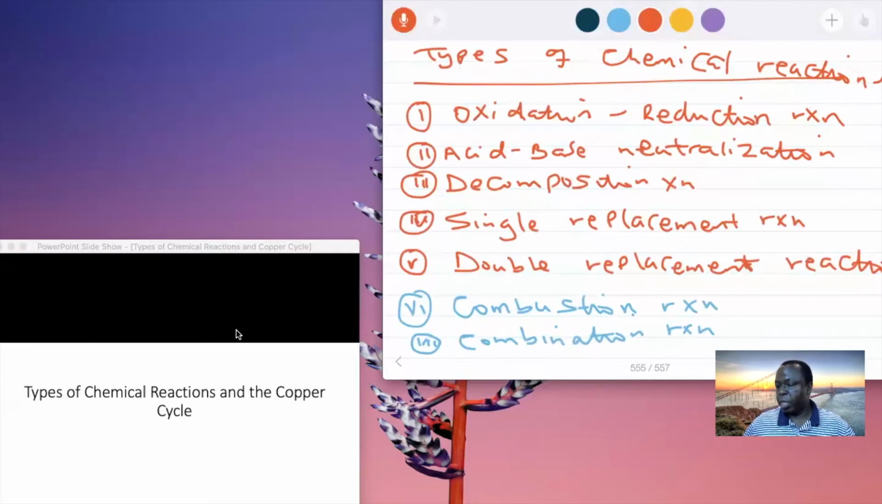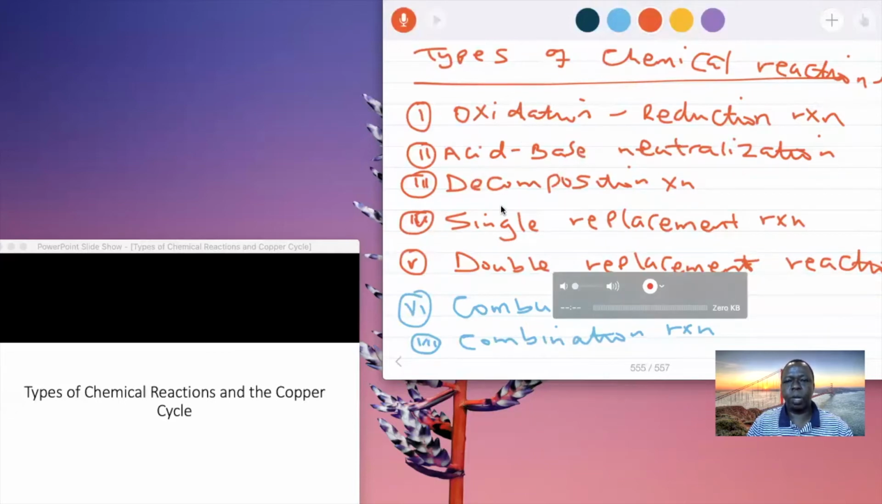These are the types of reaction I just went through. The last two are not covered in this lab, but the first 6 or so are covered in this lab, in the sense that as you take copper through the cycle, it goes through reduction, oxidation, acid-base neutralization, decomposition, single replacement reaction, and double replacement reaction.